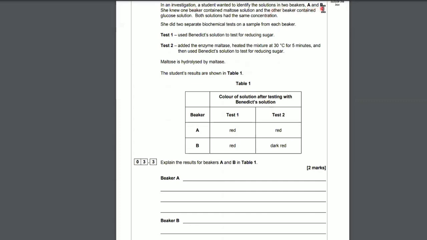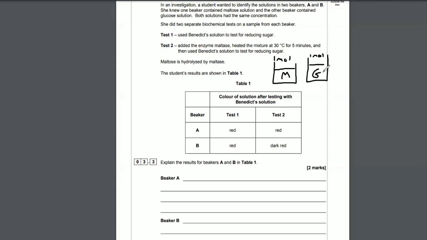Right, let's move on. In an investigation, a student wanted to identify the solutions in two beakers, A and B. She knew one beaker contained maltose solution and the other beaker contained glucose solution. So let's label one of these M for maltose and one G for glucose. Both solutions had the same concentration. She did two separate biochemical tests on each beaker.